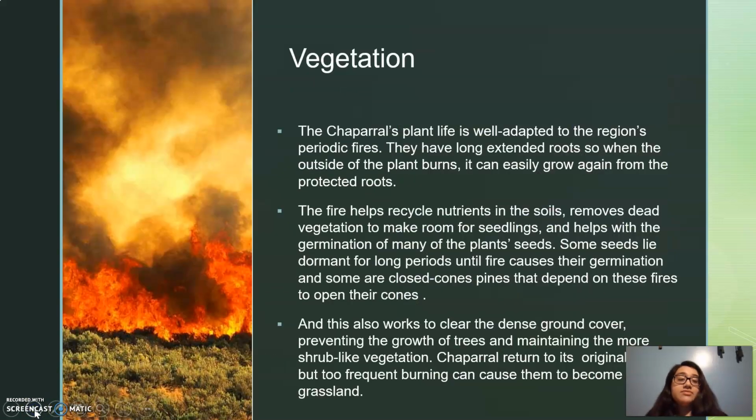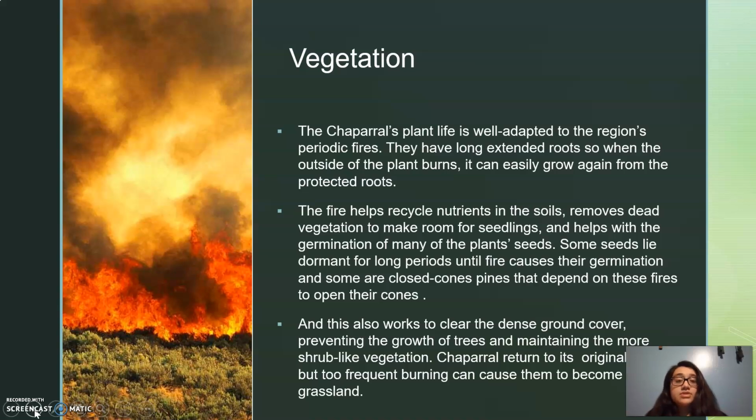The chaparral plant life is well adapted to the region's periodic fires. They have long, extended roots, so when the outside of the plant burns, it can easily grow again from the protected roots. The woody outside part of the plant might burn, but the roots are still intact, so it will be able to regrow after the fires.